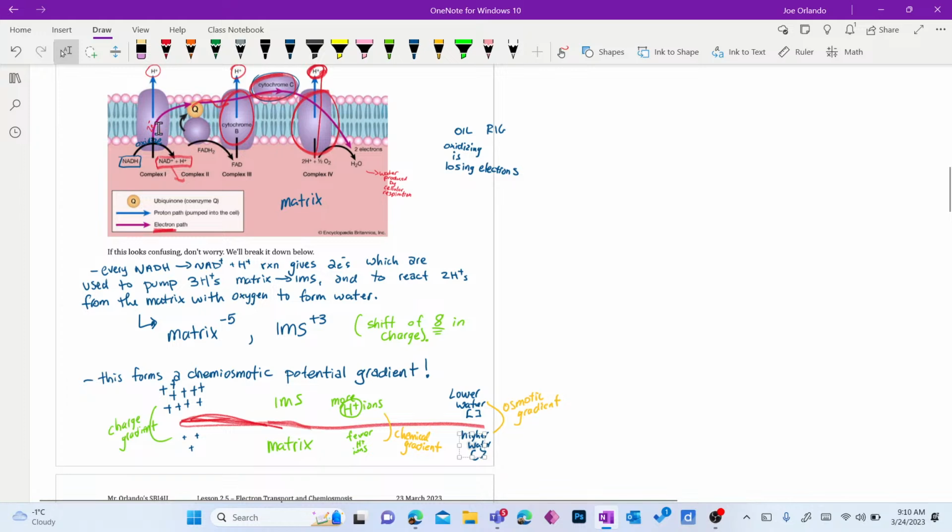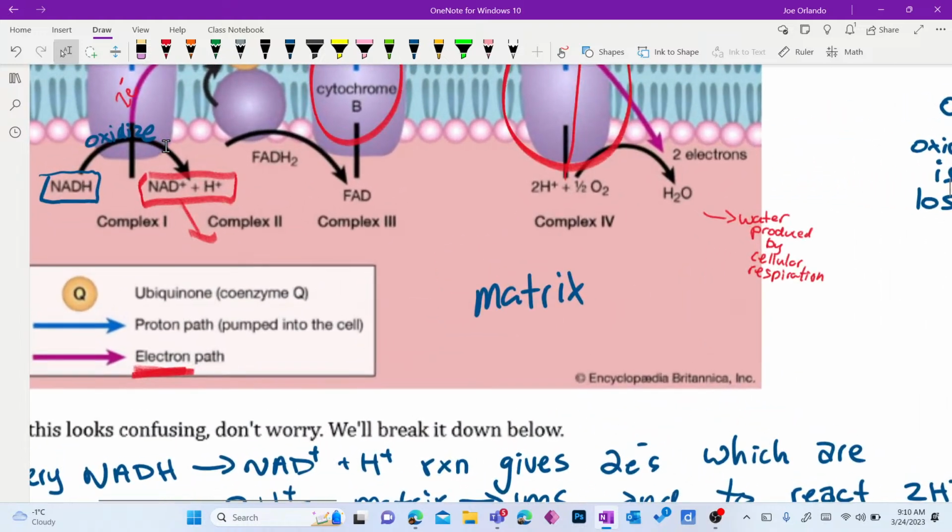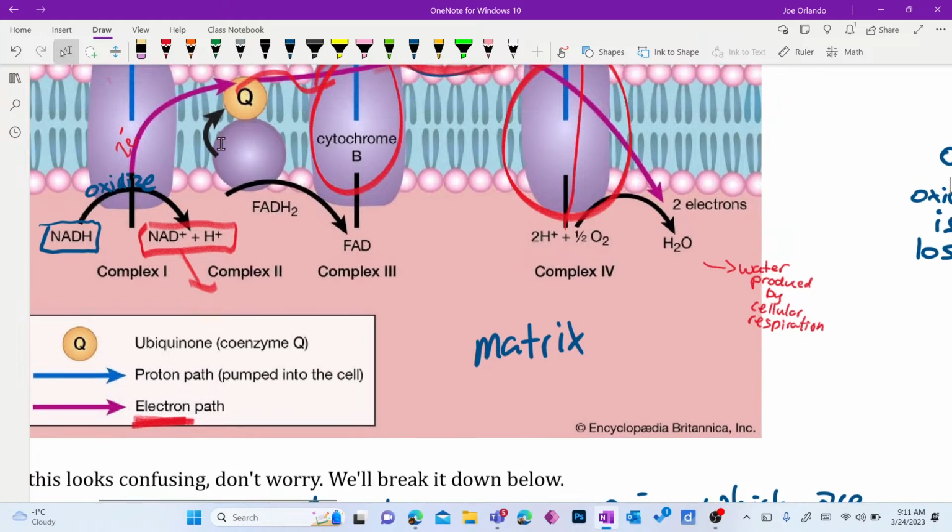What is complex 2? If complex 1, 3, and 4 are the pumps, why do we need this complex 2? Well, what do you note? You get to the complex. Yep, so in part, but no, because quinone does that. Complex 2 is this enzyme here. And what's that enzyme doing? Let's zoom in on it. What does complex 2 take care of?